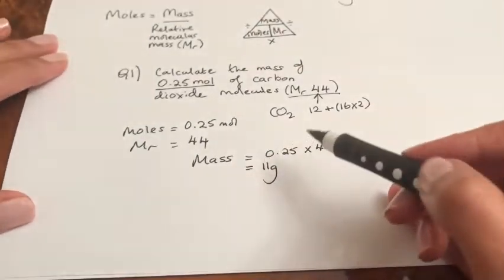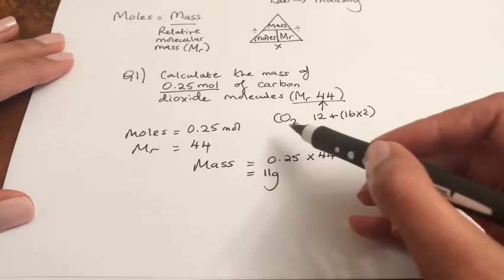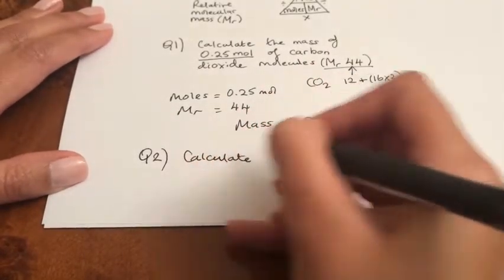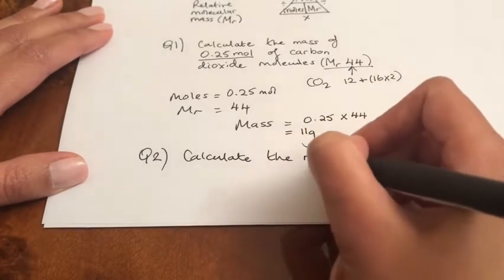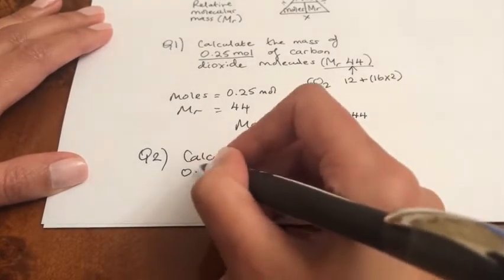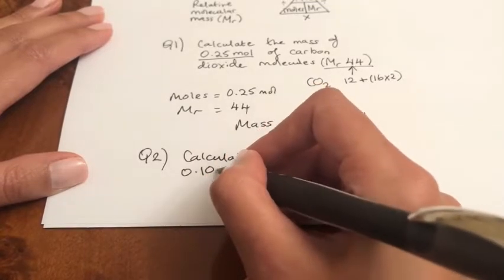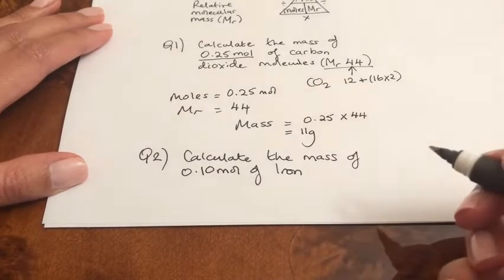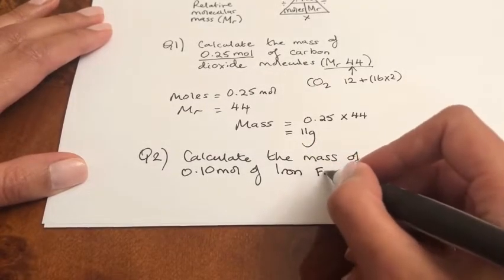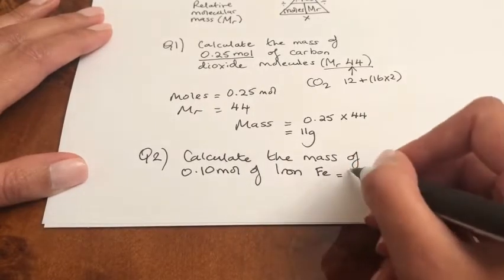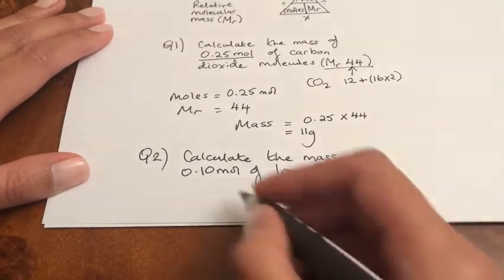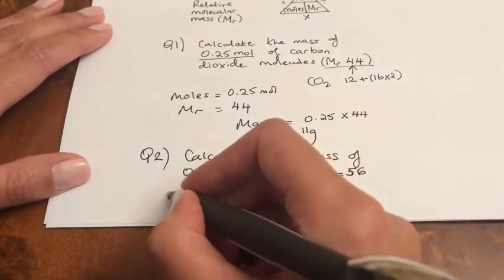Now, sometimes you may not be given the question relating to a molecule, it may actually be just an atom. So let's have a simple example of this one. Shall we choose, let's choose iron. So calculate the mass of 0.10 moles of iron, and then the chemical symbol is, yes, you've guessed it, Fe. Okay, and Fe, the atomic mass, is 56. All right, so we are now going to just write out our equation really quickly.